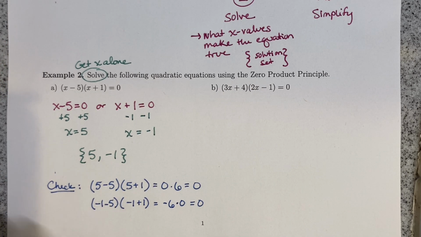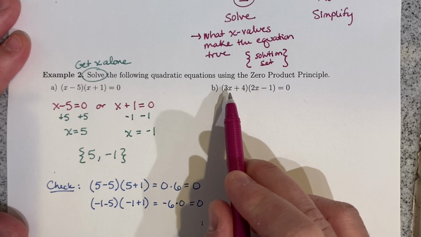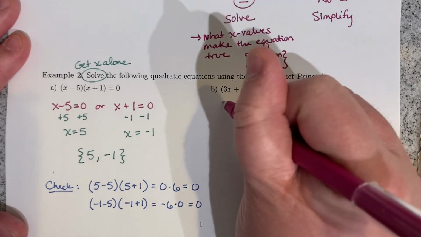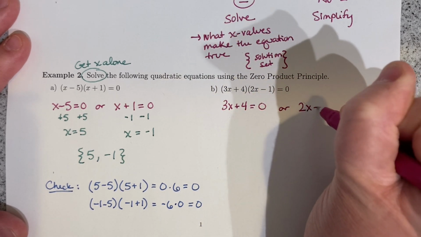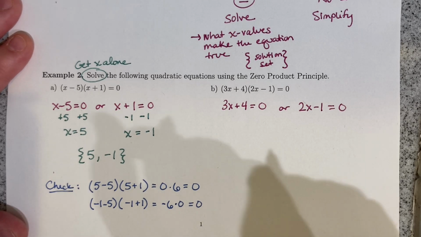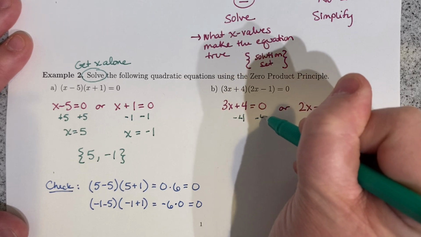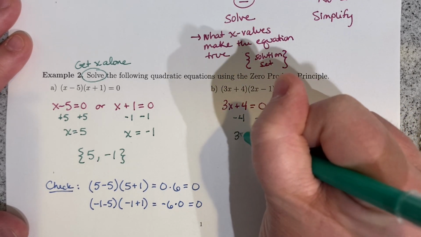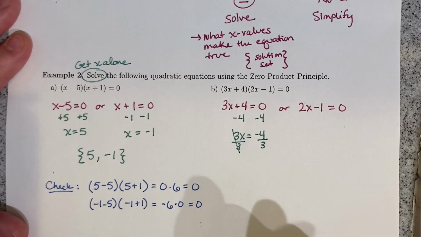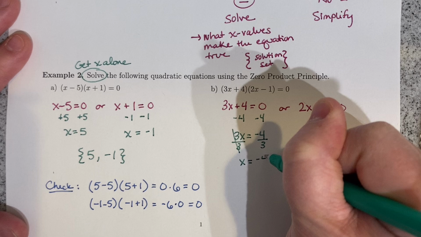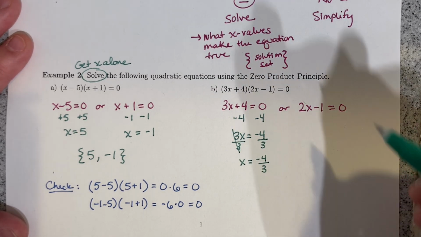Sometimes the factors are a little more complicated. So let's do an example of this. Still same principle. We're setting each factor equal to 0. So the two choices are 3x plus 4 equals 0 or 2x minus 1 equals 0. Well, in both cases, we're just trying to get x alone. So we do opposites. In the first one, I'm going to subtract 4 from both sides. So 3x is -4, and then divide both sides by 3 to get x alone. So x is -4/3. There's no reason to put a fraction in the calculator. -4/3 is a lovely number.